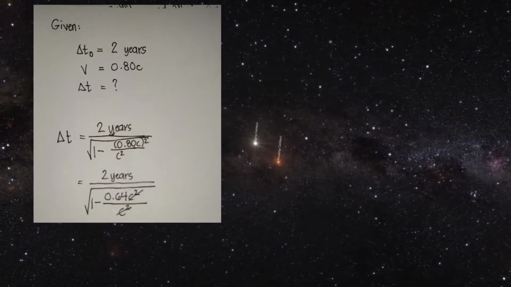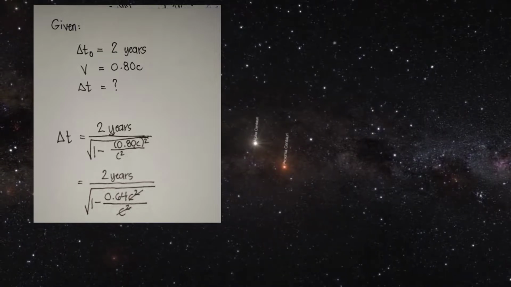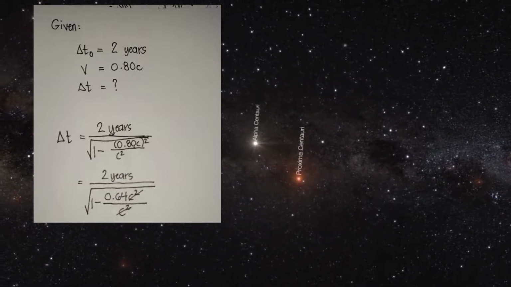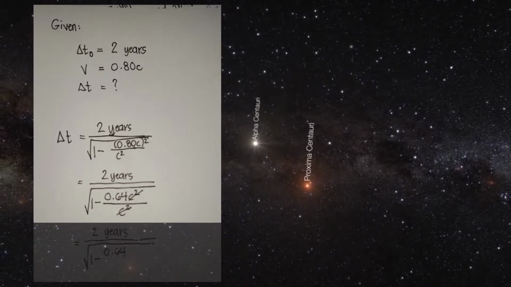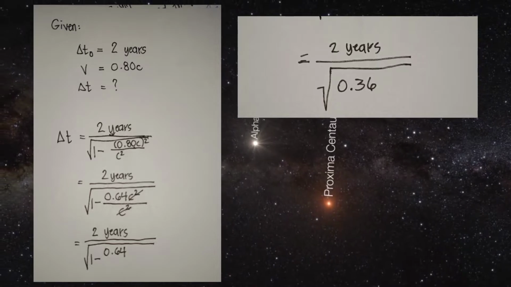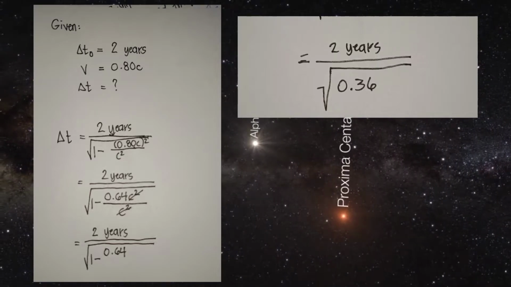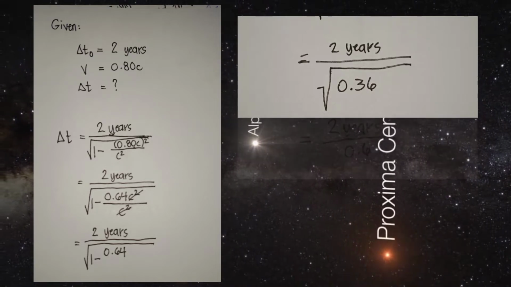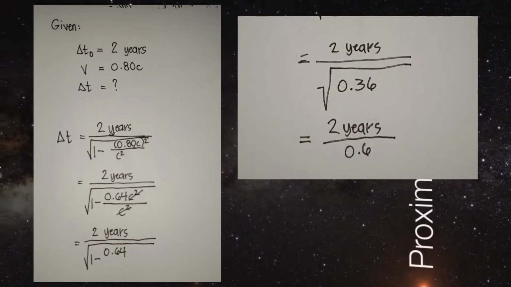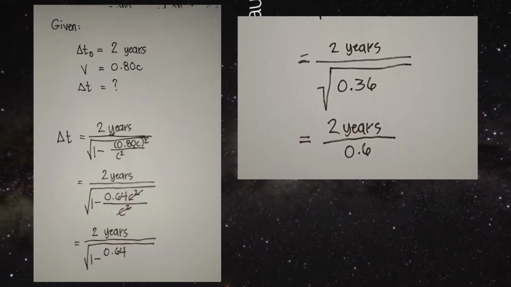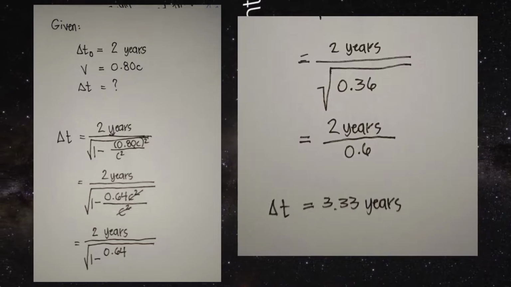0.80 c times 0.80 c is equal to 0.64 c squared. Cancel both same units, which is c squared. 1 minus 0.64 is equal to 0.36. The square root of 0.36 is equal to 0.6. Therefore, 2 years divided by 0.6 is equal to 3.33 years.